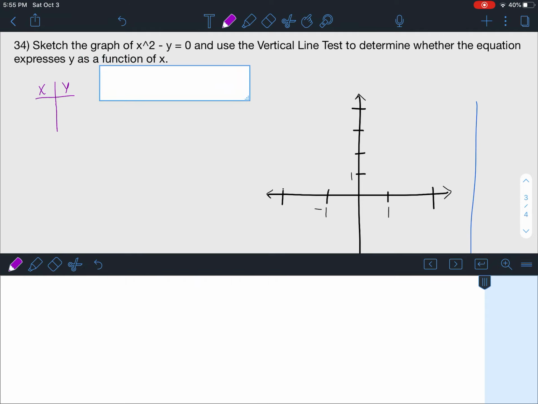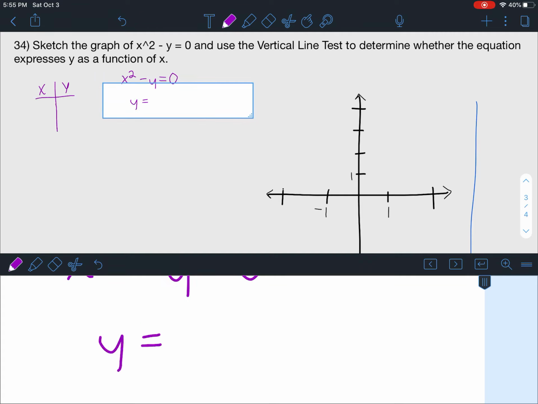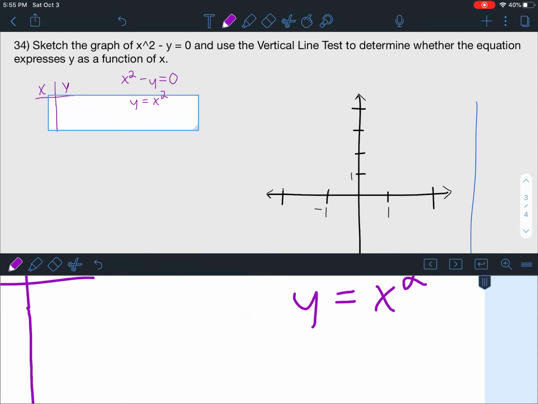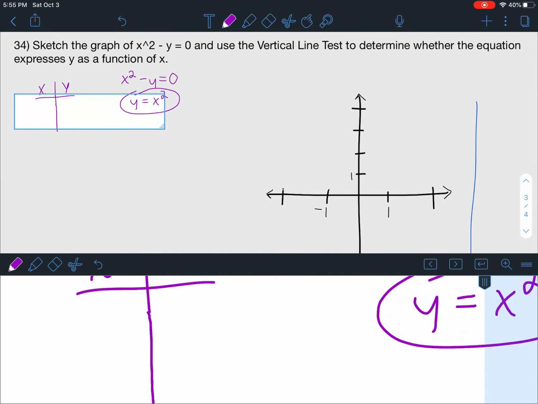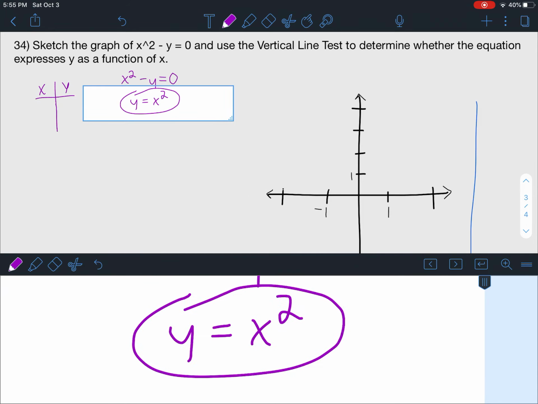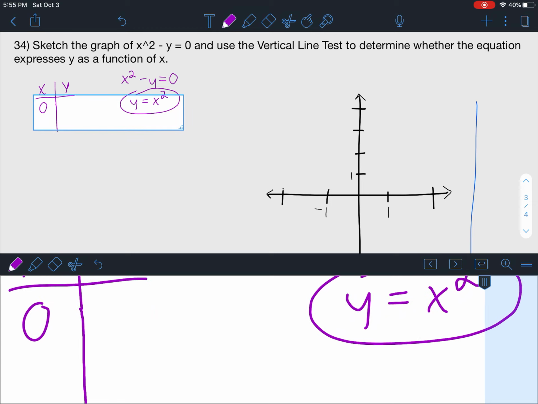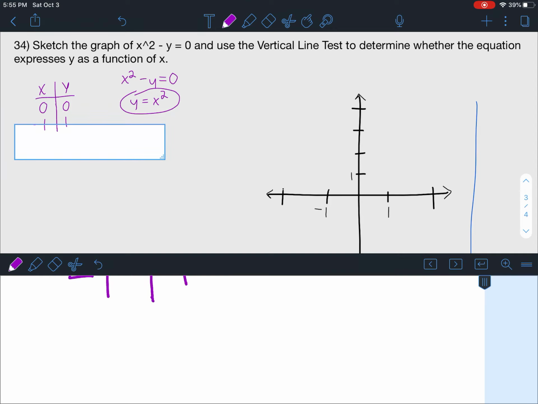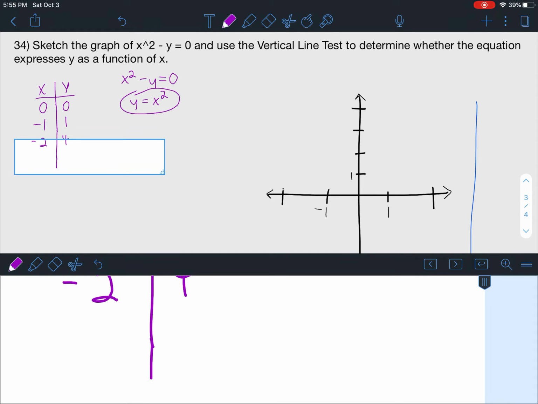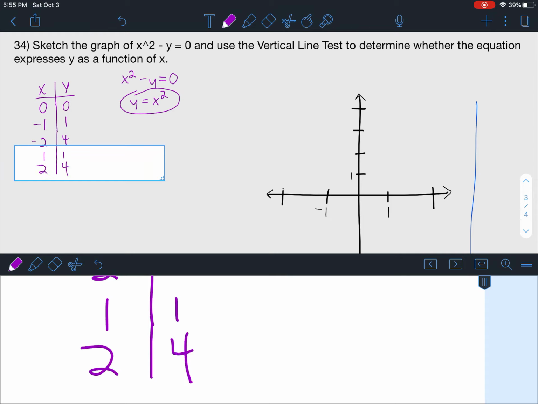So first of all, x squared minus y equals 0 is the same thing as y equals x squared. You just add y to both sides to see that. So this is our function right here. We know the vertex is going to be at the origin because this is the base square function. So 0 squared is 0. Negative 1 squared is 1. Negative 2 squared is 4. And just to do the other side, 1 squared equals 1, and 2 squared equals 4.